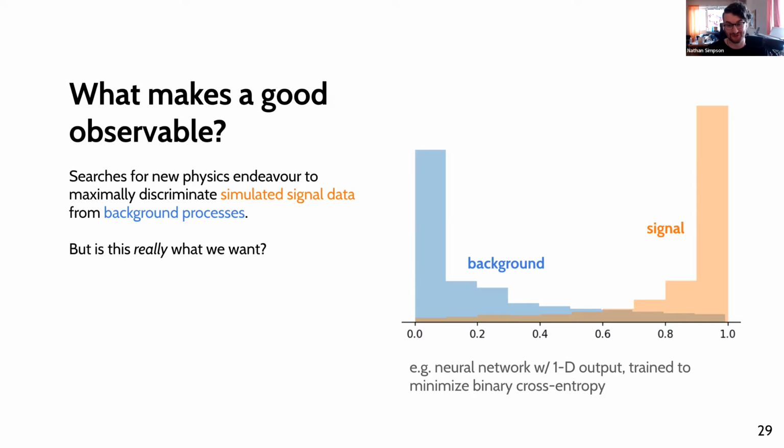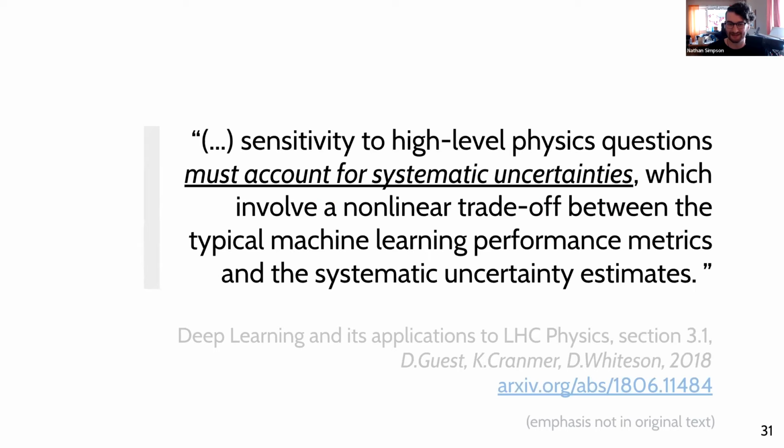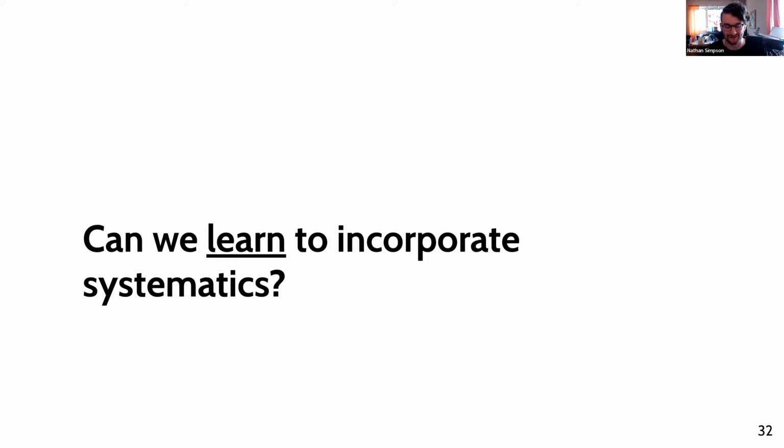I was talking a lot about 1 over the significance minus significance, whatever, but that's this Asimov significance formula that doesn't account for background. And maybe the shape of our machine learning observable isn't actually that good when we include our systematic variations, because the training process has no idea about the profiling stages we're doing when we build the likelihood function. And here's just a quote from a deep learning review that says we need to account for systematic uncertainties. So that's the next idea. Can we learn to incorporate systematics?